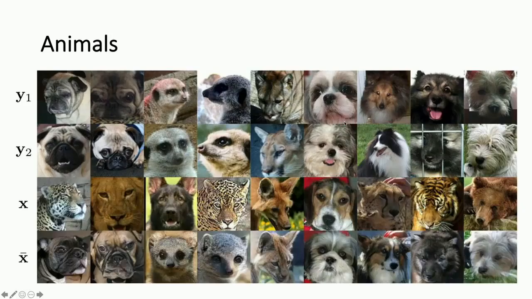And here are some results. The first and the second rows are two examples of the target domain. Actually, in this experiment we have five examples in the target domain, but we show two here. X is the input content image, and this is the translation output. Note that the model has never seen those domains or those kinds of animals, but it can effectively transfer the content image to the unseen domains.